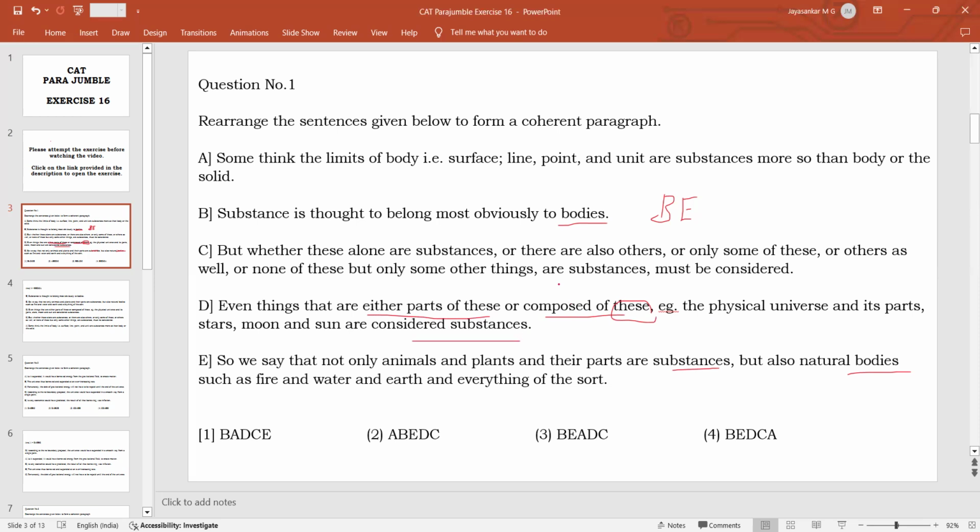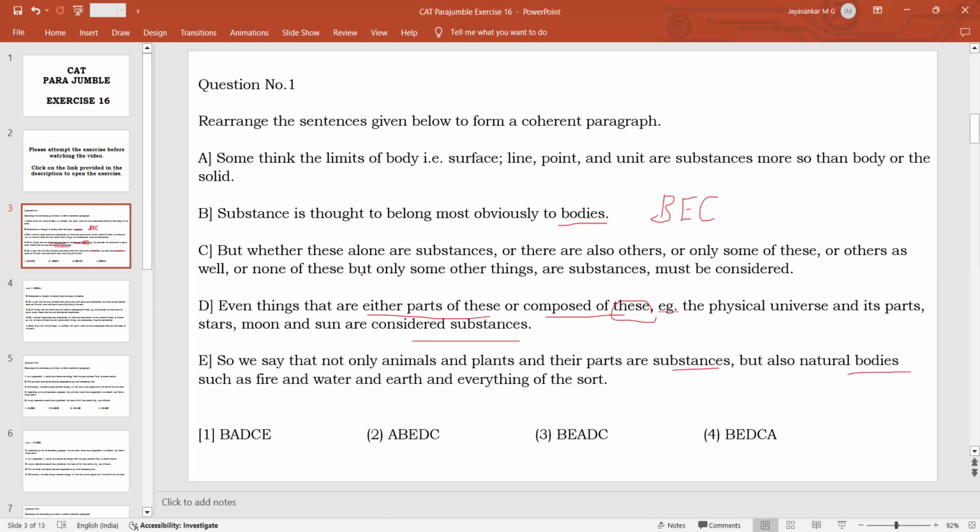So first we define what substance is, then we give certain examples of substance, then we extend the definition to enlarge the scope of substance. That is, not only bodies of animals and plants and bodies of fire and water are called substances, but bodies that are composed of these bodies, like the universe and stars, are also substances. So BEC can be a sequence that we can form.